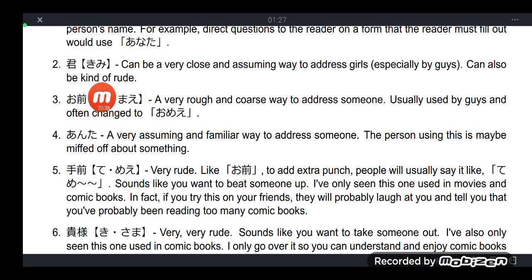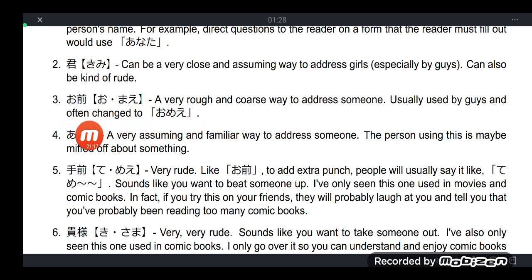Kimi, let's say the anime Kimi no Na wa, your name. Kimi can be a very close and assuming way to address girls, especially by guys. This is a little bit rude. Kimi. Onamae. Or how about this? Omae. Omae or ome. This is commonly heard in anime shows.